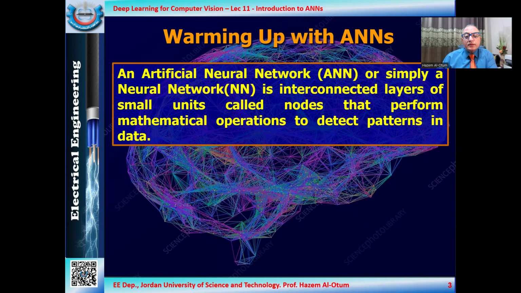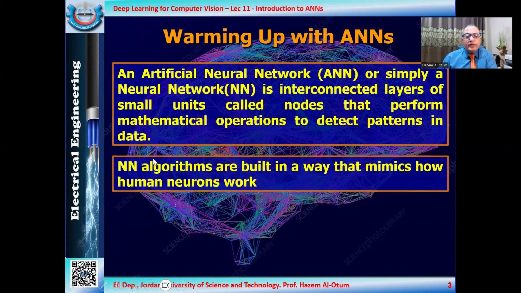If you are going to provide this network for, let's say, classification of inputs or to detect some patterns in your input data, and in a very wide range of applications, as will be discussed in the forthcoming part of this lecture. Now, the NN algorithms are built in a way that mimics how human neurons work. What does that mean? Usually, the artificial neural network is a model of the natural neural network in our human bodies. And we try to mimic and interpret and repeat what the human neurons are doing in our brains.